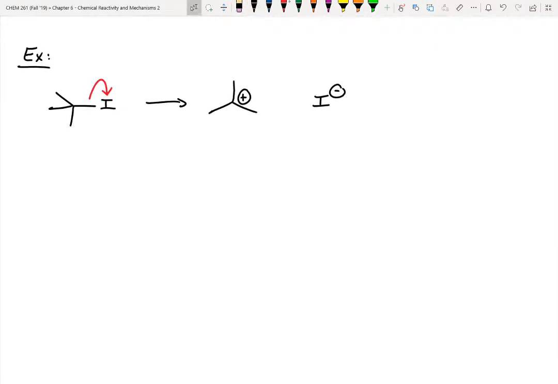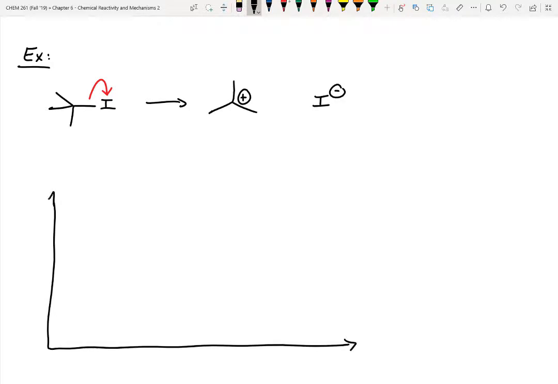So let's first draw a reaction coordinate diagram for this process. We know it's a one-step reaction, so I'll just put energy over here, reaction progress down here. We know it's a one-step reaction, so it must only have one hump in the reaction coordinate diagram. My question for you is, I'm going to label this A over here as starting material and B over here. Which one do you think is more stable, A or B? Why do you think A is more stable?